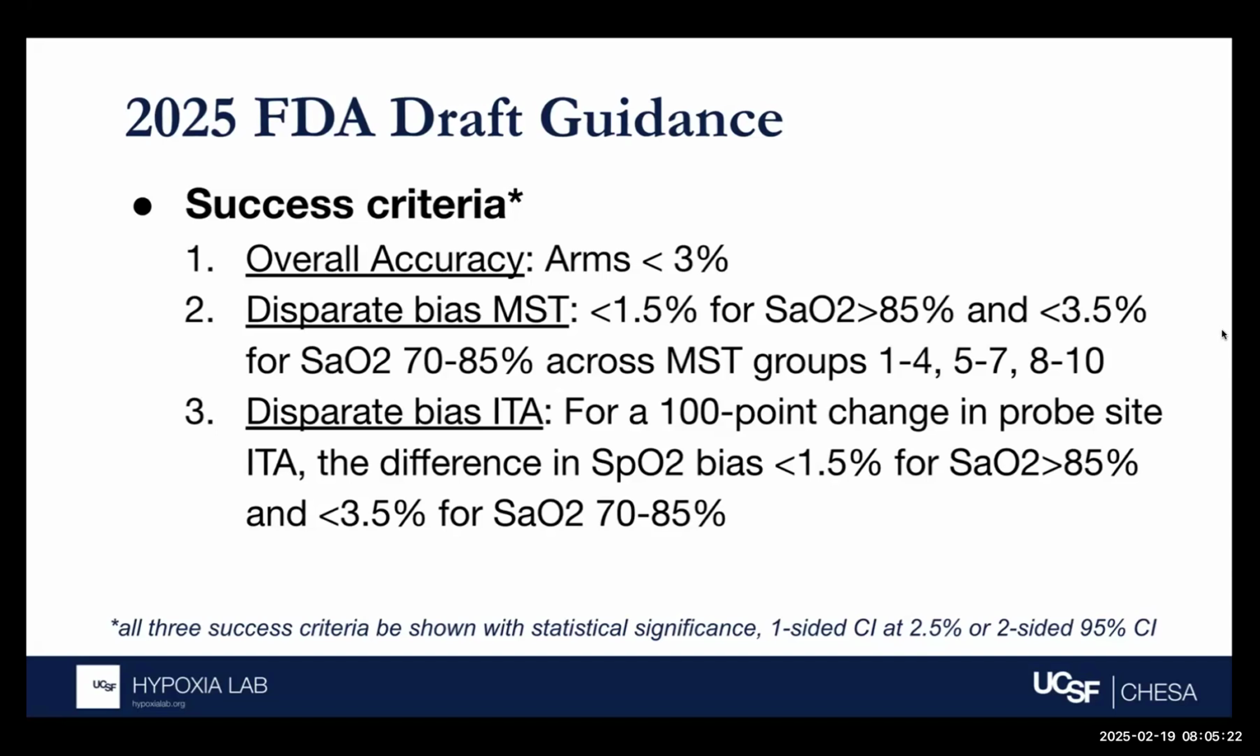And then for ITA, it's a modeled 100-point range in ITA at the probe site, but the same thresholds are to be used. All of these success criteria have a recommendation around confidence interval. So with that, we're going to jump into our presentations.